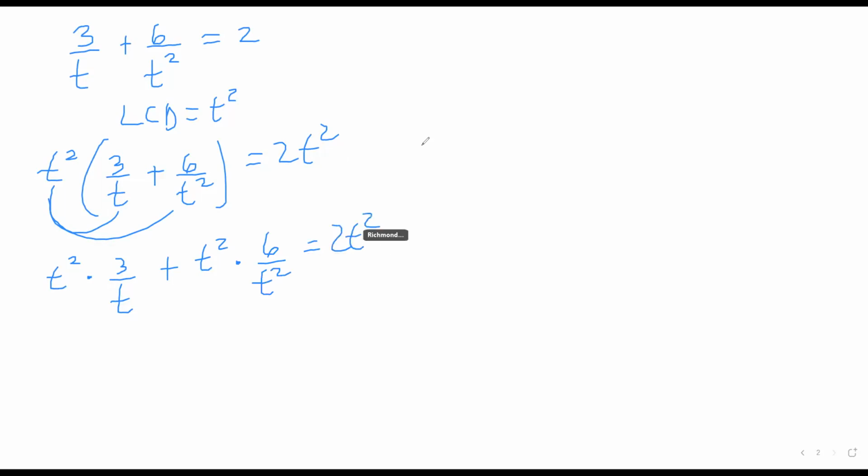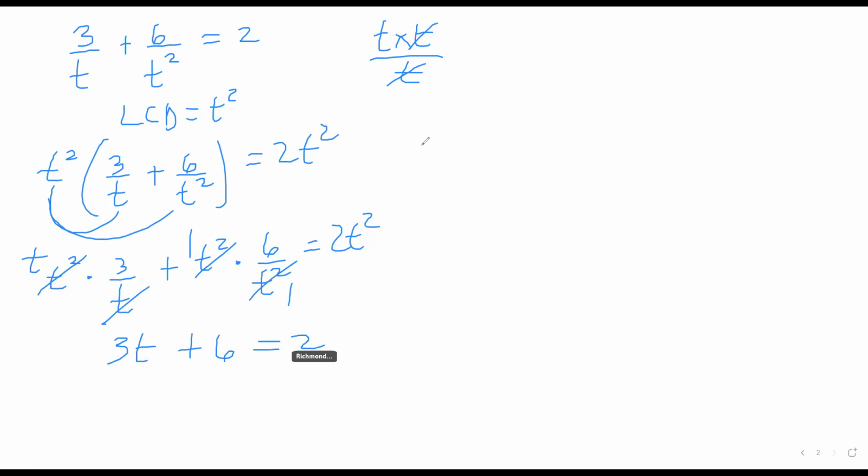Now, remember that t squared is t times t, right? T times t. So t times t over t, this will cancel that, so you have t left. So this will cancel this, and then you have t left. Now this would cancel that, and you have 1 and 1. So we have 3t plus 6 equals 2t squared.